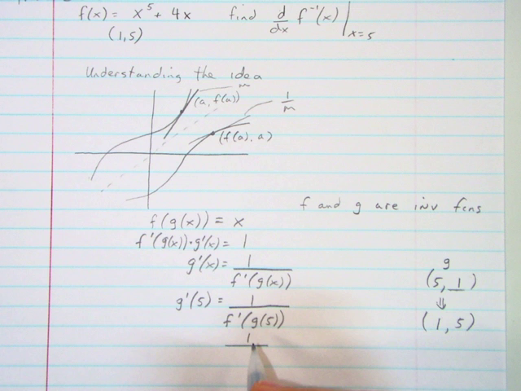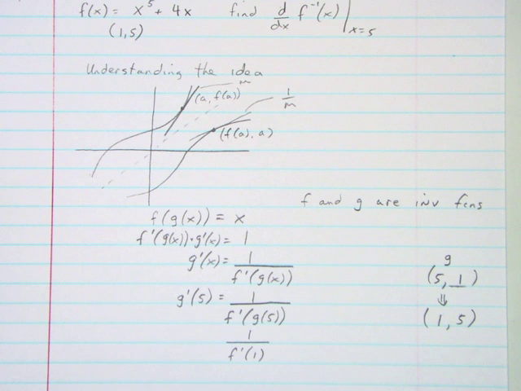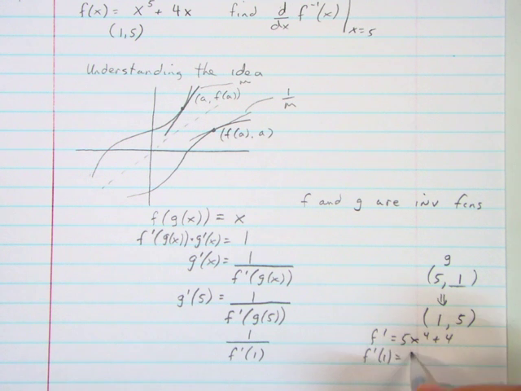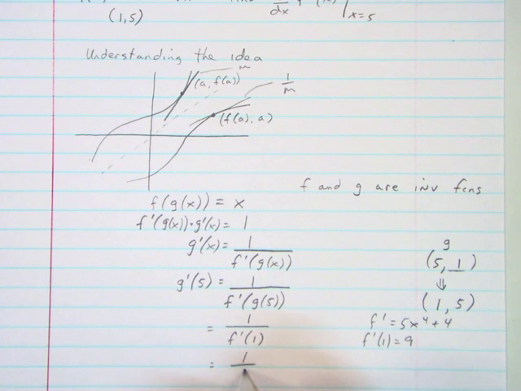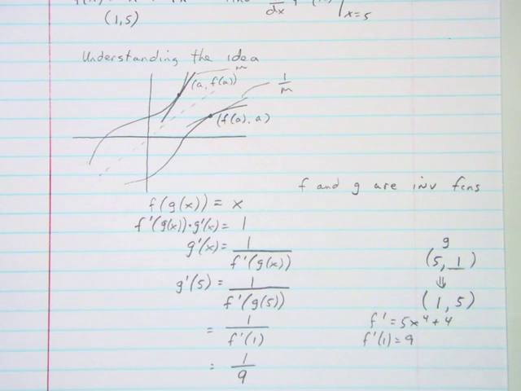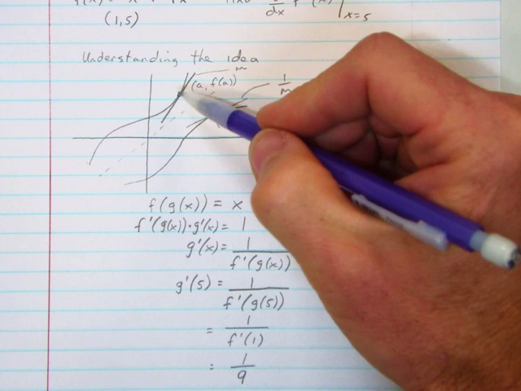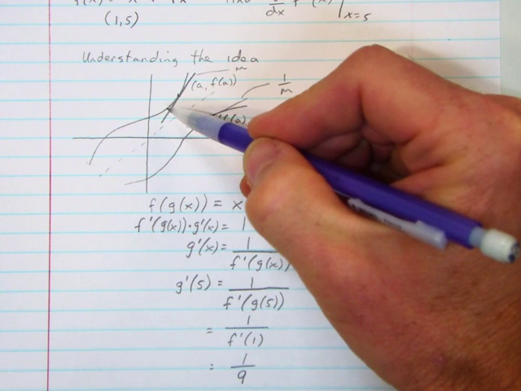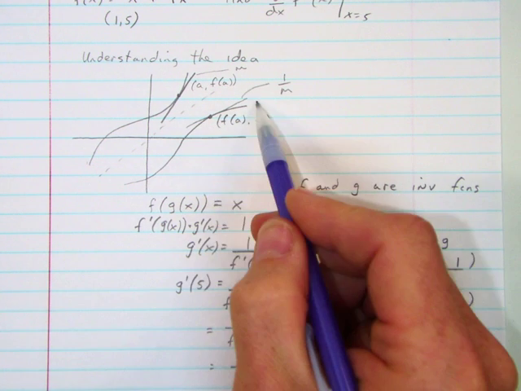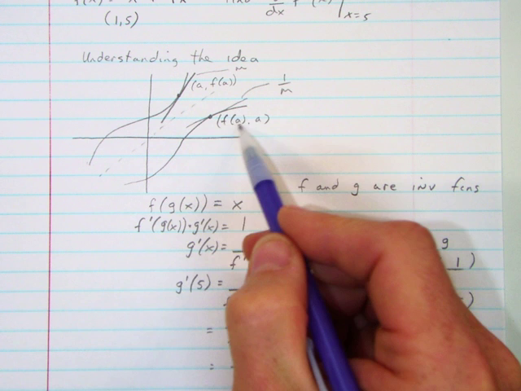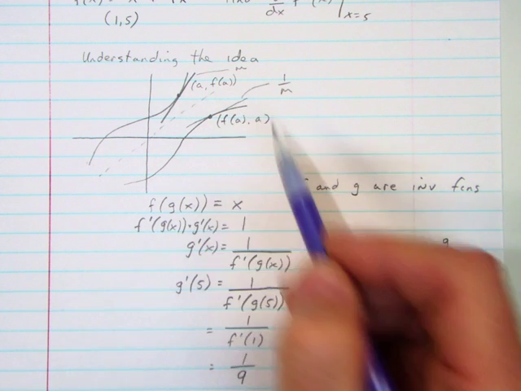So we're looking at 1 over f prime of 1. And what is f prime? f prime would be 5x to the 4th plus 4. So f prime of 1 is 9. And this slope is 1 over 9. So let's take a look. That would be like saying this slope here is 9, and so the slope of the inverse at the 5 value would be 1 over 9.